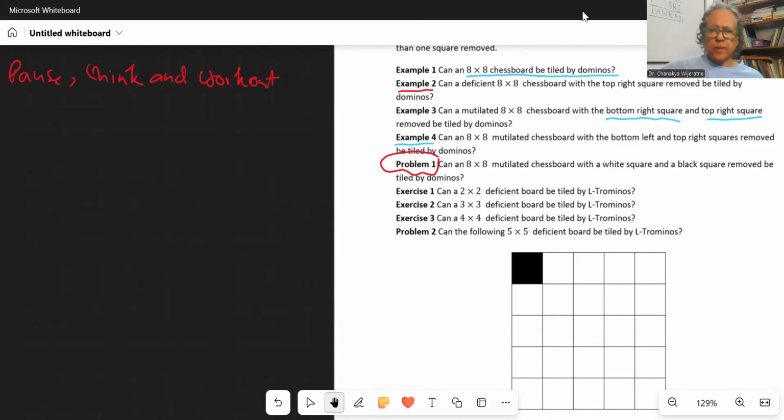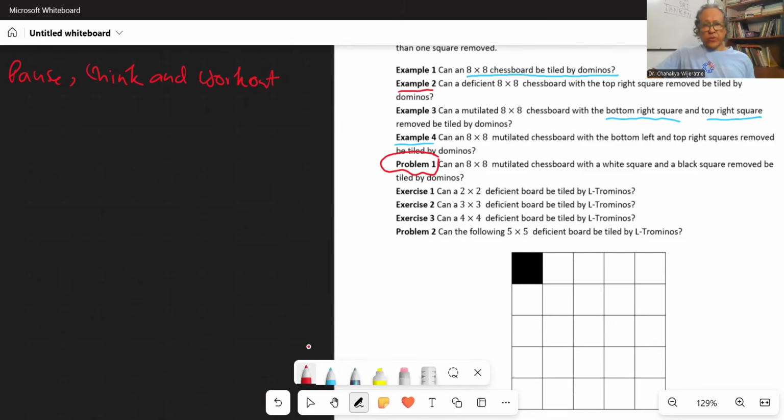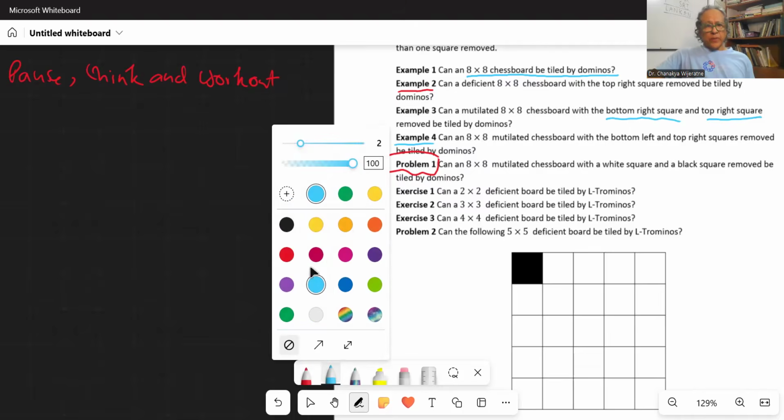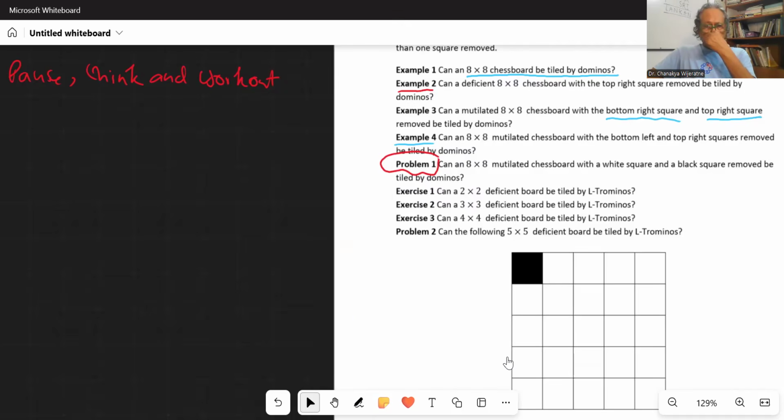Okay, let's start again. So hope that you worked on this, right? And you're ready to follow what I'm going to do, right? So now this actually, the converse is true, right? For this board, right? So here, I mean, if you remove one black and one white, yes, it can always be tiled, right?